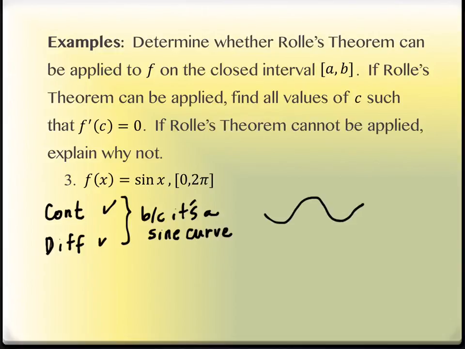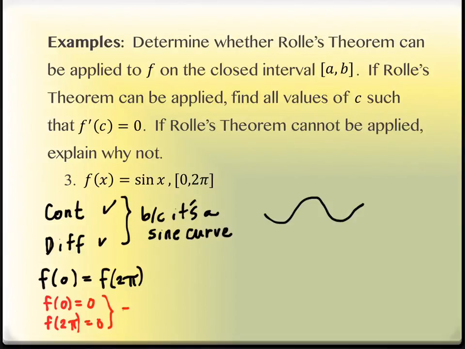Okay. Smooth function over here. We do need to check that f of 0 equals f of 2 pi. All right, so then f of 0, what is the sine of 0? It is 0. And f of 2 pi, what is the sine of 2 pi? 0. Yep, these are equal. That was our third step to check. So what does that tell us? Yeah, it tells us that Rolle's theorem applies.